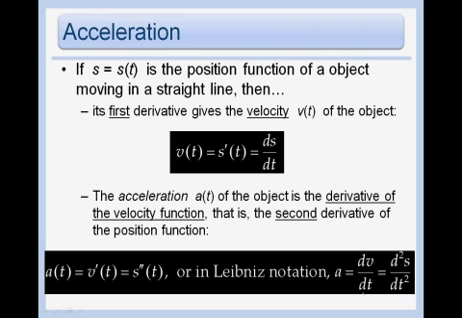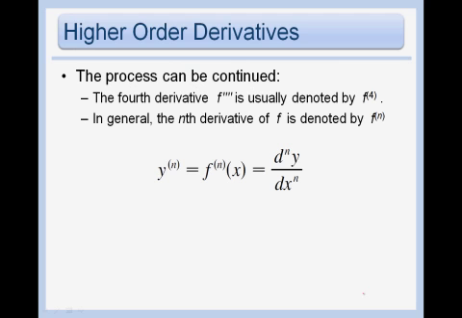If we're talking in terms of a physics application, we know that s of t is the position function. We've talked about its first derivative being the velocity, and the second derivative is just going to be the acceleration. The acceleration is the rate of change of the velocity function.